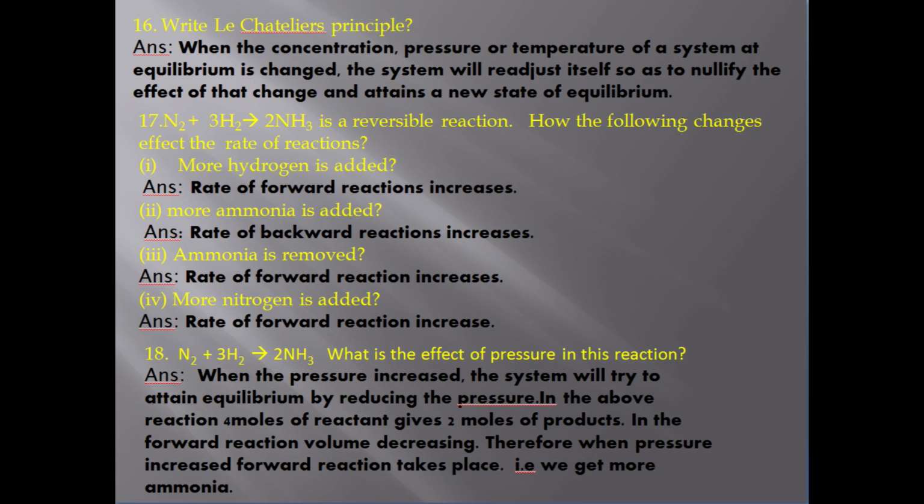Effect of pressure. Note the equation: 4 moles of reactants give 2 moles of products. If we apply high pressure, the rate of forward reaction increases. This is because the total number of moles decreases in the forward reaction. We get more ammonia when pressure is increased. Therefore, high pressure is applied in the manufacture of ammonia.